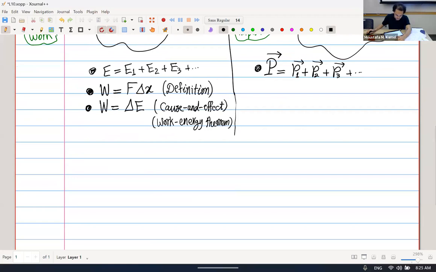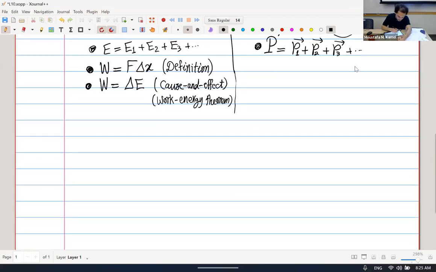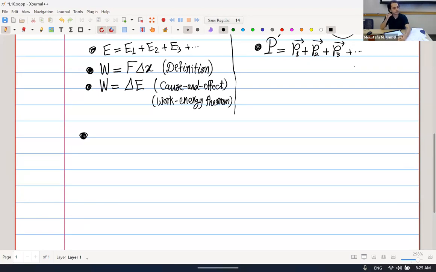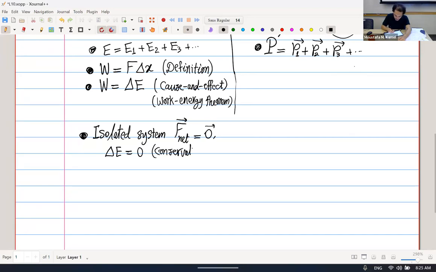And finally, we had a definition of an isolated system. If we have an isolated system, meaning that there is no net work done on the system, which is essentially that there is no net force acting on the system, so isolated system means the total or net force equal to 0. Then energy is conserved, meaning that the change in energy is 0. So this is conservation of energy.